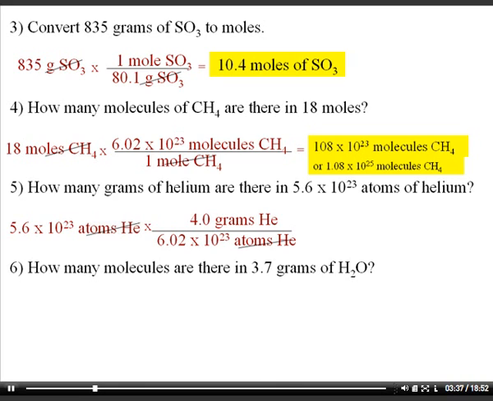The units cancel, and the power of 10 to the 23rd also cancels, and you get your answer of 3.72 grams of helium. In the last conversion example, that's a review problem, we start out with 3.7 grams of water. We're going to convert that to the number of molecules.